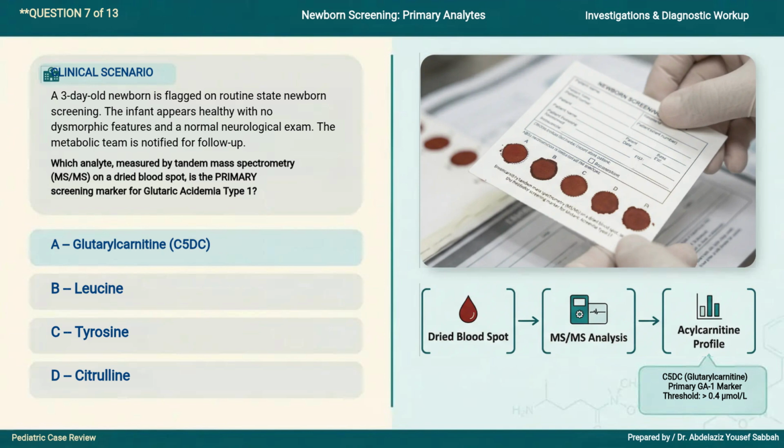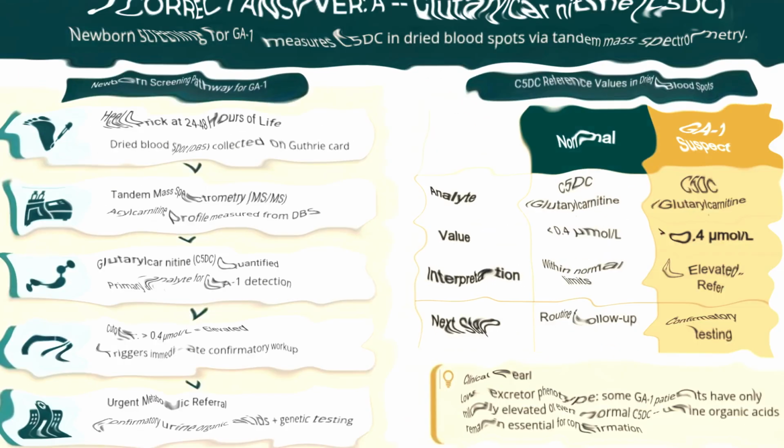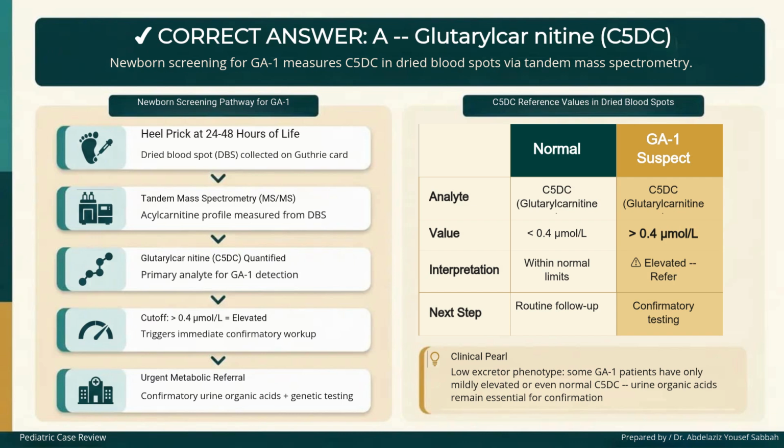Option A, glutaryl carnitine. Option B, leucine. Option C, tyrosine. Option D, citrulline. The correct answer is option A, glutaryl carnitine, also known as C5DC.